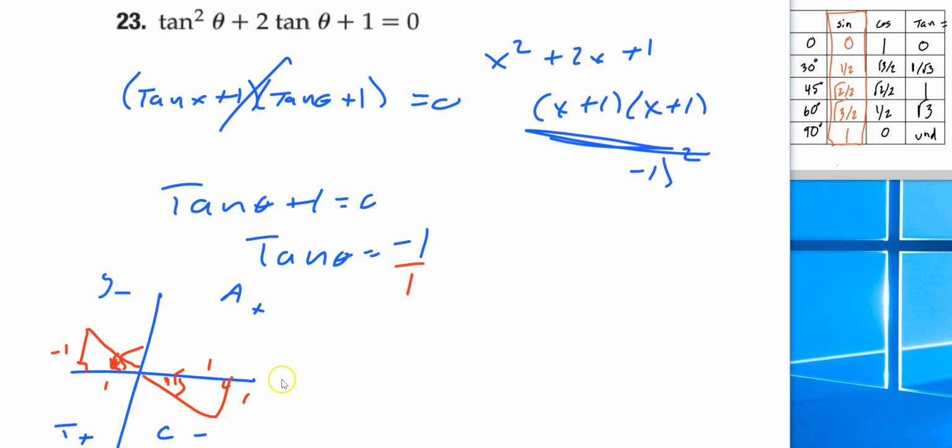So my answer is going to be from 0, this is 180, right? I'm 45 short, so 135. And the same idea here. I go all the way to 360, but I'm 45 short, so 315. That's how you go backwards.